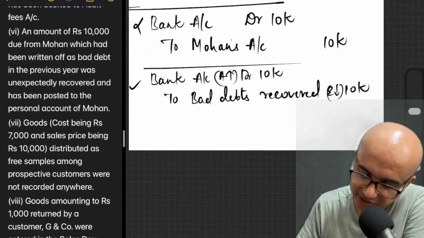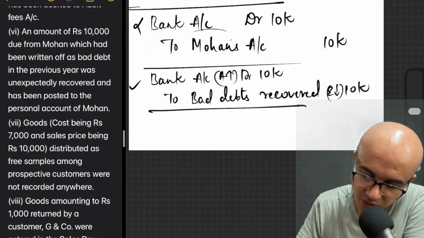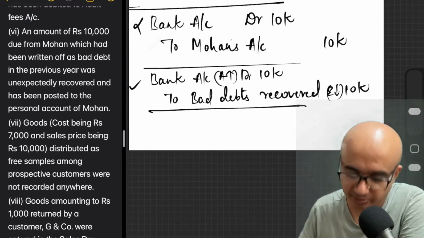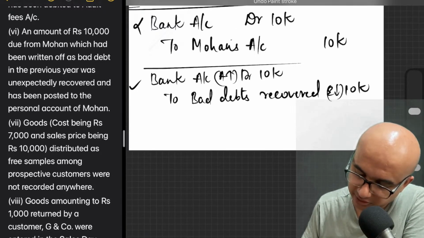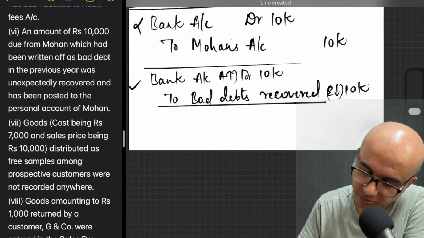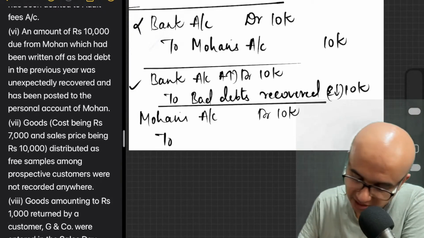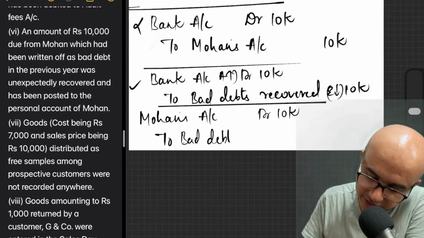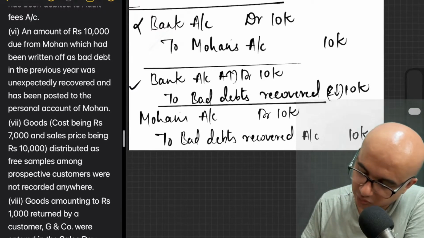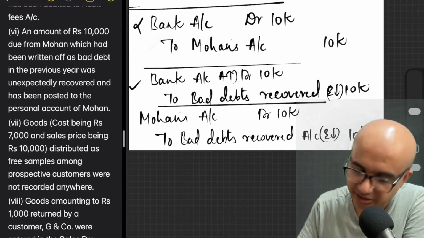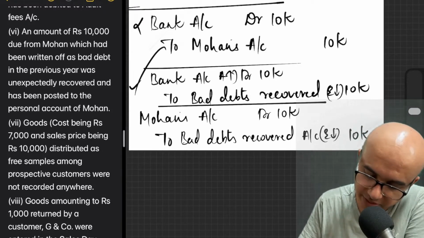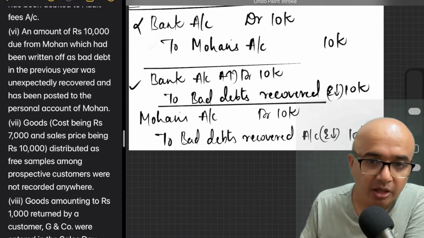Then so now what is the rectification entry? That is again very simple. Mohan's account has been wrongly credited, reverse it by debiting. So the rectification entry would be Mohan's account debit 10k, to give the right credit to bad debts recovered. That's it. That would be decrease in expense, or you can even treat it as income if you want. So this is nothing but the reversal of this particular wrong entry. I hope it makes sense.